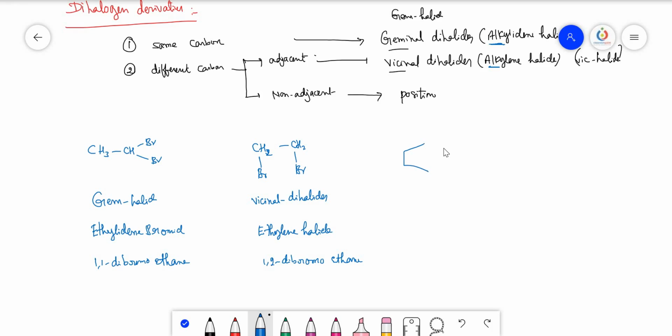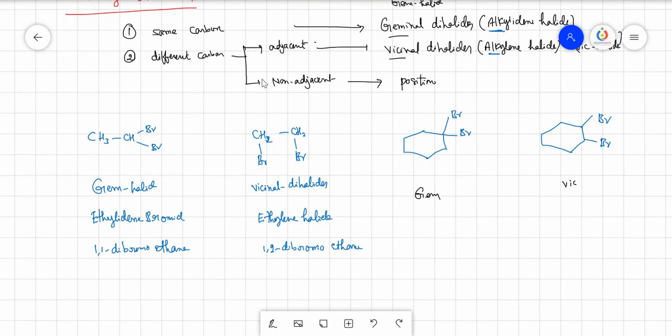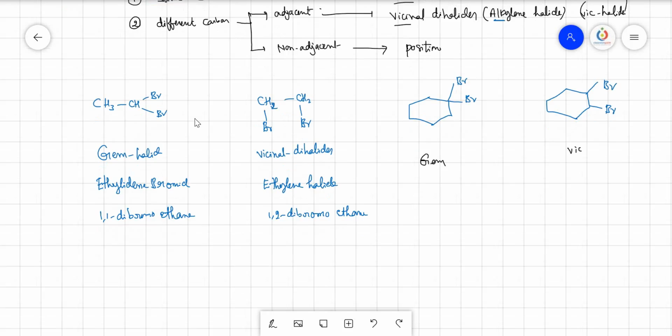Now I will give one molecule. You just name this molecule. See, two bromine atoms are on the same carbon atom of the cyclic molecule, and two halogens are on the adjacent carbon atoms of the cyclohexane molecule. So again you can write down, just for classification purpose, this is geminal halide and this is vicinal halide, as these two halogen atoms are placed on the adjacent carbon atoms. Then what about the non-adjacent carbon atoms?